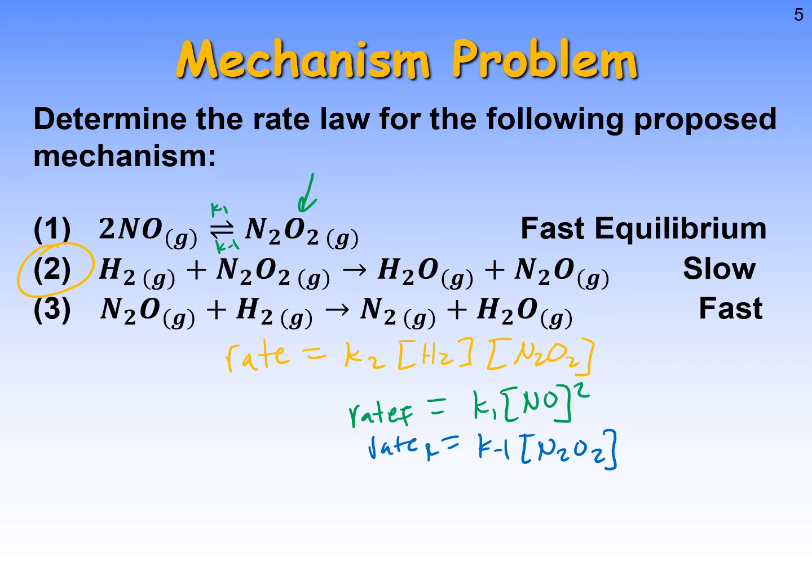Now I can set these two equal to each other. In other words, k1 times the concentration of NO squared is equal to k minus 1 times the concentration of N2O2, I guess to be consistent.